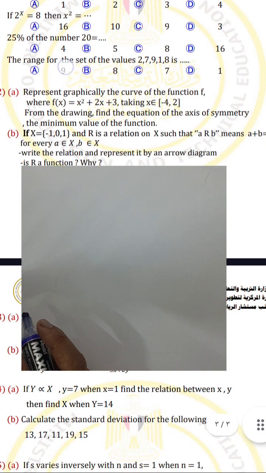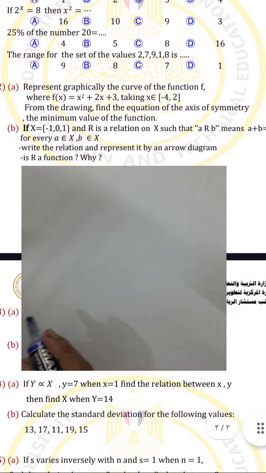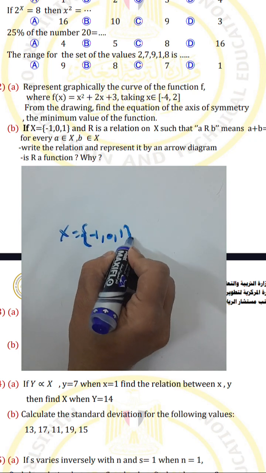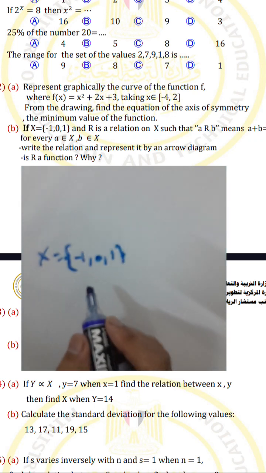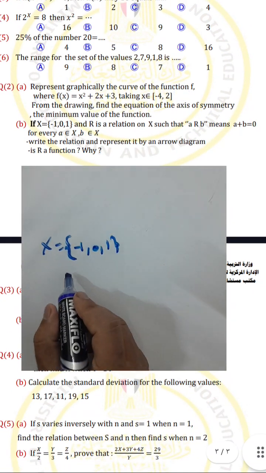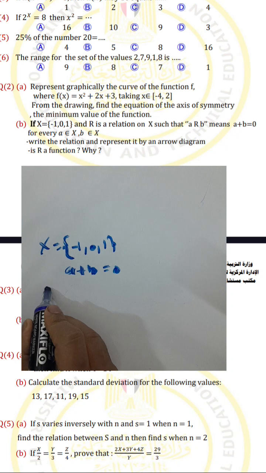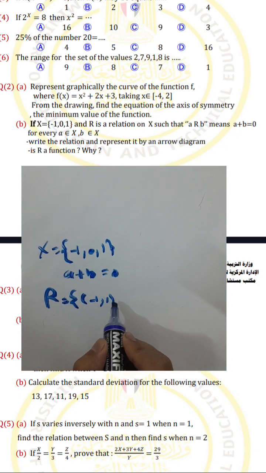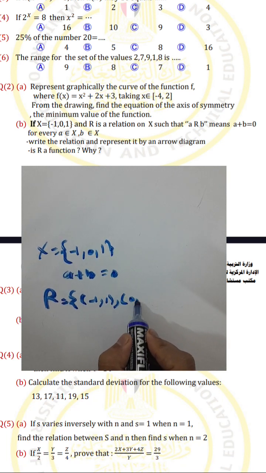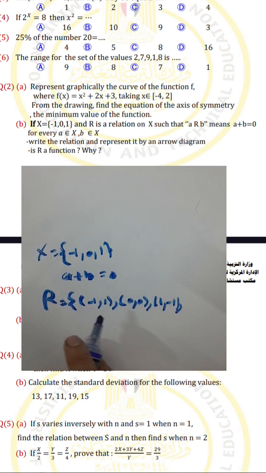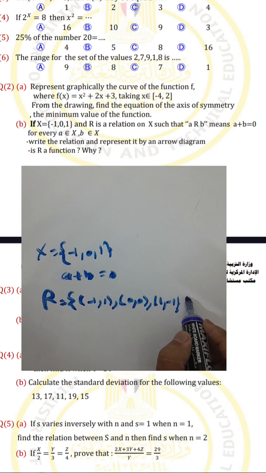Question letter B. If x is the set of -1, 0 and 1, and our relation on x is such that a relates to b means a plus b equals 0, we can find the relation. First order here: -1 and 1, and 0 by 0, and 1 and -1. Okay, again 1 and -1. Okay, stop, we don't have another.